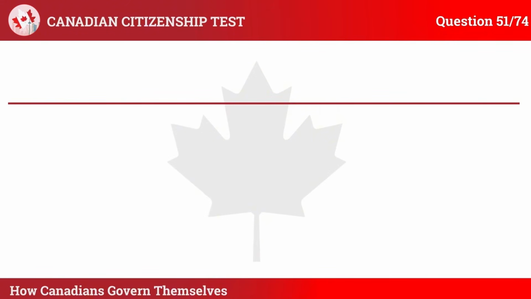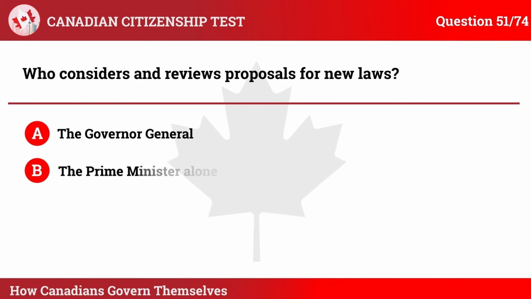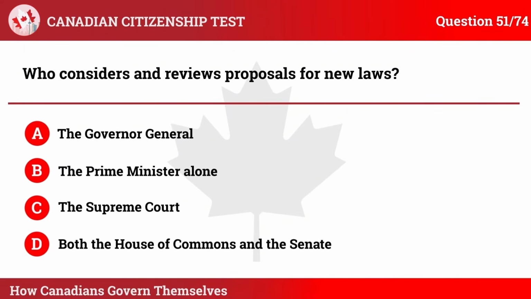Question 51. Who considers and reviews proposals for new laws? A. The Governor-General. B. The Prime Minister alone. C. The Supreme Court. D. Both the House of Commons and the Senate.